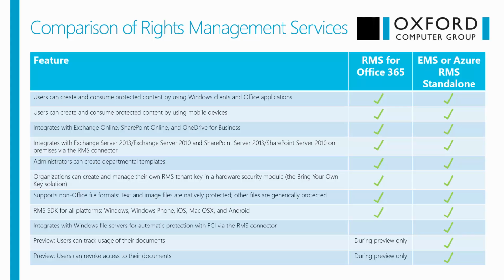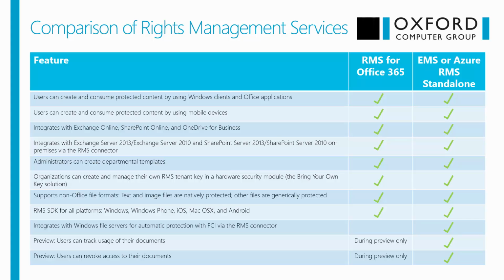But if you're looking at EMS, or you can buy Azure Rights Management Standalone, those are the other two licenses that give you additional features. Now currently they're kind of aligned, and the only one right now, as of today, that the Rights Manager for Office 365 does not have is the ability to work with the RMS connector and connect to a file server running file classification infrastructure.